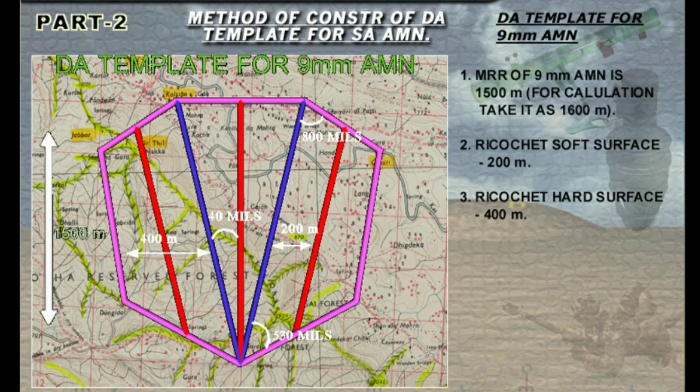DA template for 9 mm ammunition. The method of construction of DA template for 9 mm ammunition is the same as that of 7.62 mm ammunition. In case of 9 mm ammunition, the maximum ricochet range is 1500 meters. For added safety, it is taken as 1600 meters. For soft surface, it is 1/8 of MRR, that is 200 meters. For hard surface, it is 1/4 of MRR, that is 400 meters.